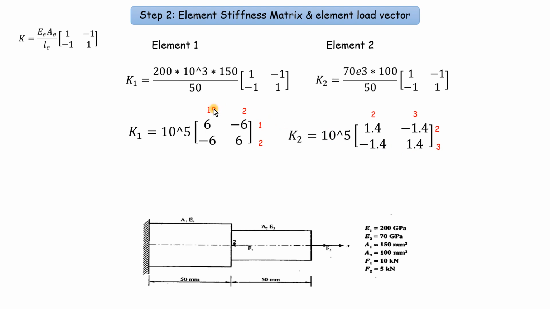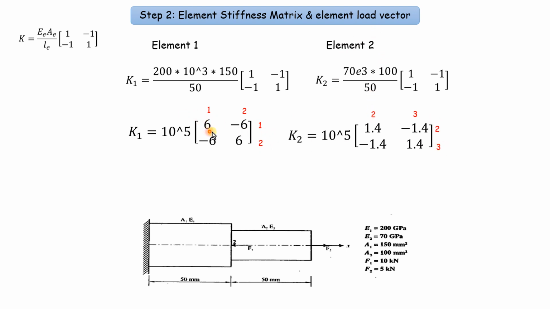So why is this 1, 2, 1, 2 written here, 2, 3 here and 2, 3 here? For element 1, 1, 2; for element 2, 2, 3. These are nothing but the node numbers for that particular element. Element 1 belongs to node number 1 and 2. Element 2 belongs to node number 2 and 3.